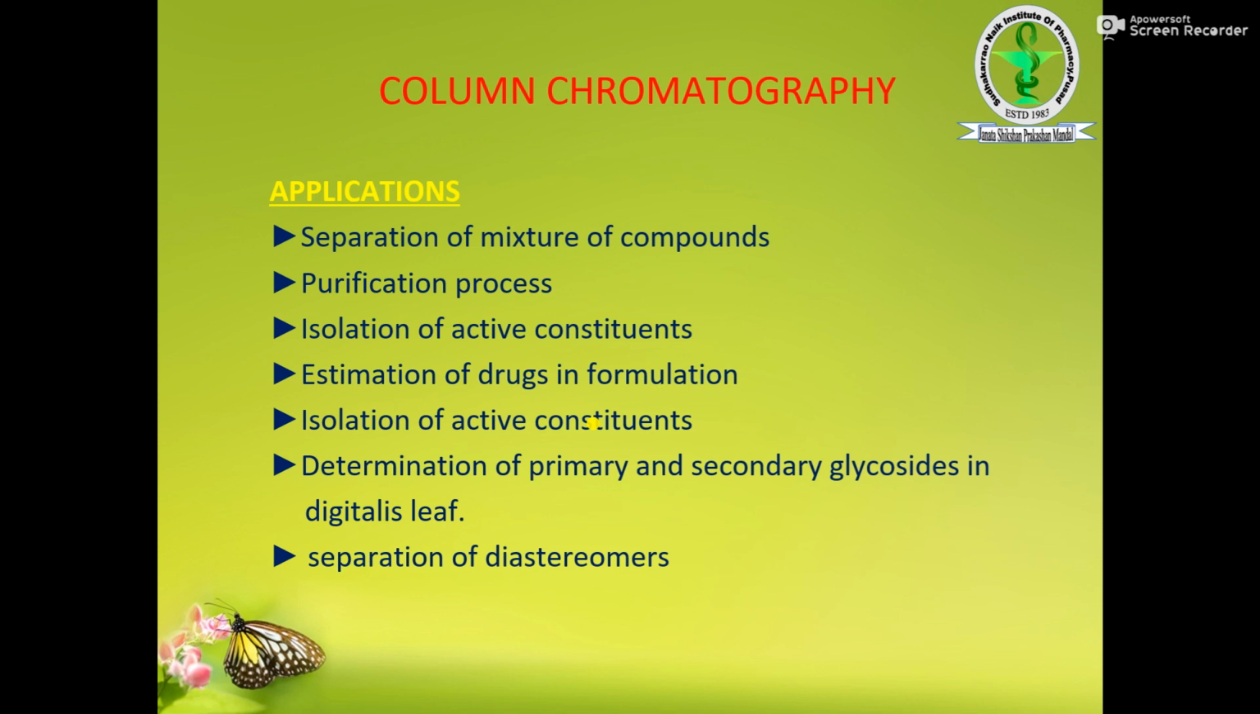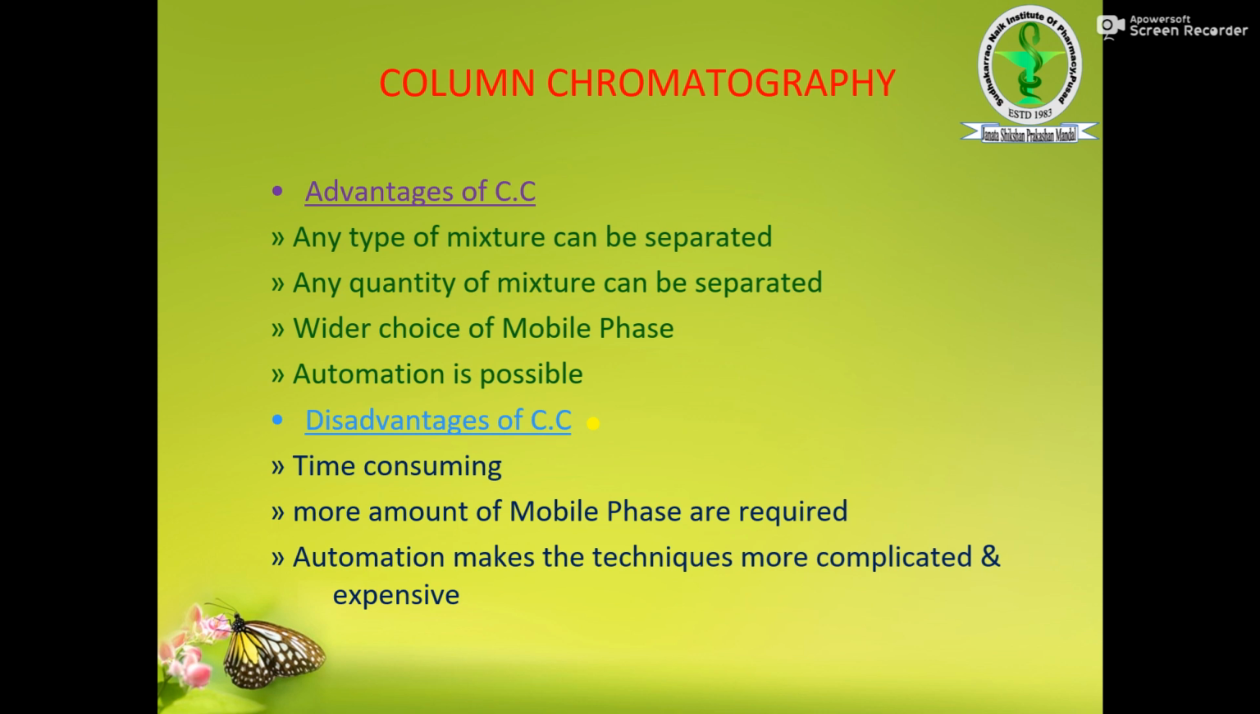So what are the applications of column chromatography? Separation of mixture of components, purification, and isolation of active constituents. Estimation of drug in formulation. Isolation of active components or constituents, determination of primary and secondary glycosides in digitalis leaf, and separation of diastereomers. That separation we can do.